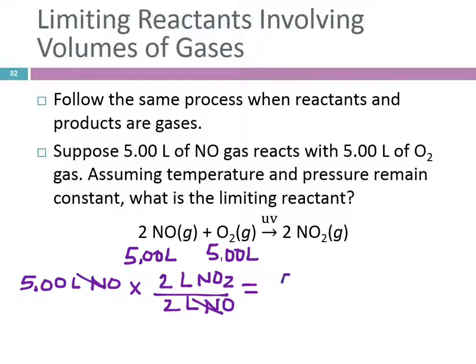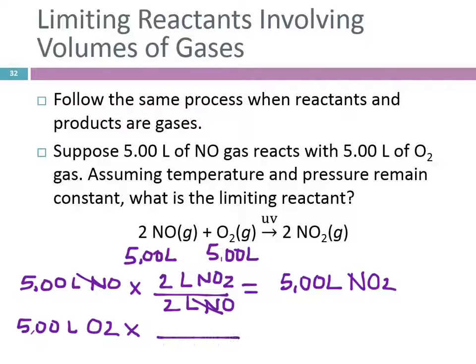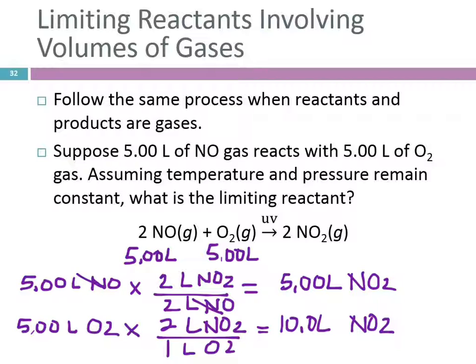So that gives us 5 liters of NO2. And then if we do the same calculation for the oxygen, 5 liters of oxygen, it's 2 liters of NO2 for every 1 liter of oxygen, and that gives us 10 liters of product. So what's the limiting reactant? NO. So the answer to this question is NO.